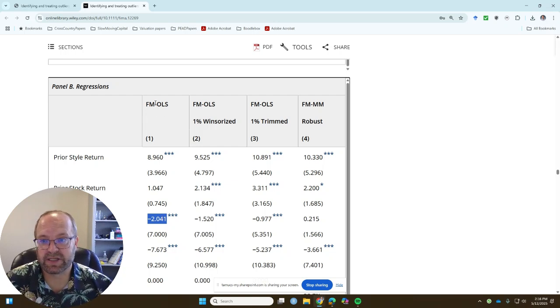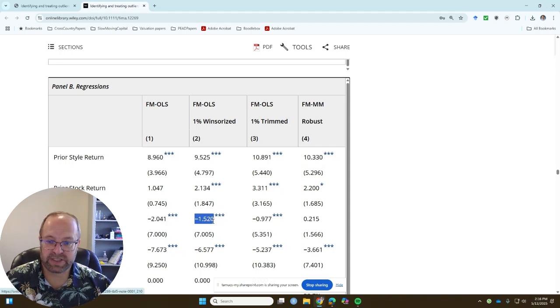So the first is a linear ordinary least squares. It seems to exist. Then they Winsorize, which is something from this chapter dealing with outliers. And the correlation is still there, still negative, but smaller. Then they do trimming, which means remove those outliers, delete them. And again, it's still there, but it is smaller.